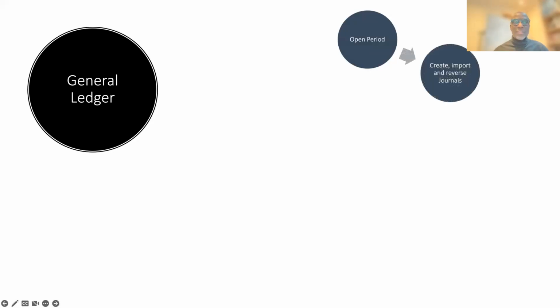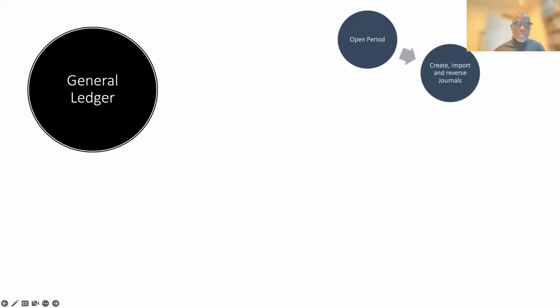Now, let's have a look at general ledger. So within general ledger, you have a number of core areas. GL is the core accounting repository, and the cycle within general ledger starts off with an open period. The open period is used to enter financial transactions. So the first thing you do is open an accounting period. Next, you create journals. Journals can come from your subledgers. Subledgers are the other ledgers like your payables, receivables, and so on.